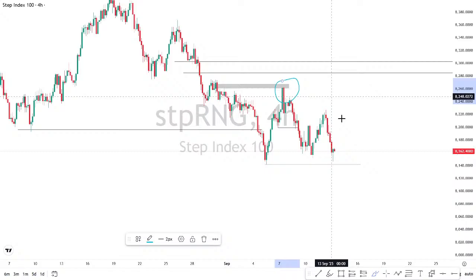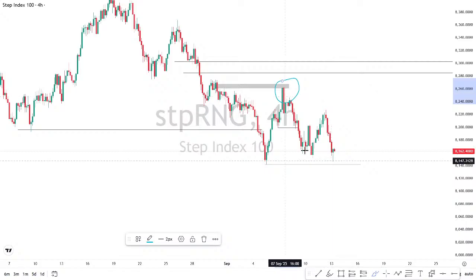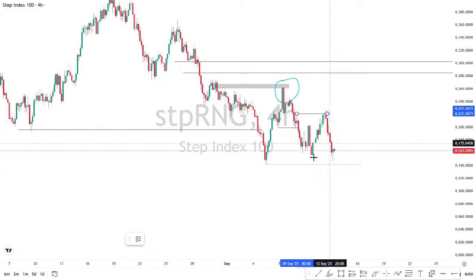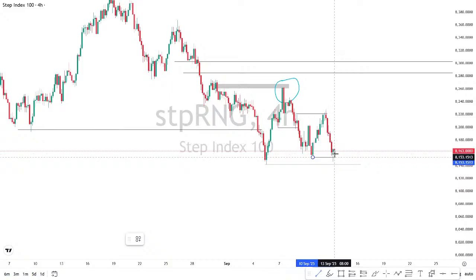So what is currently happening right now is inducement creation, and we have to break this low to the downside for us to have the inducement creation. So we had a change of character to the downside. Market eventually came back and gave us inducement take, and you can see that we came back to sweep this low.